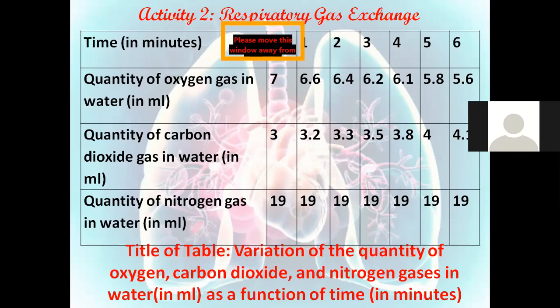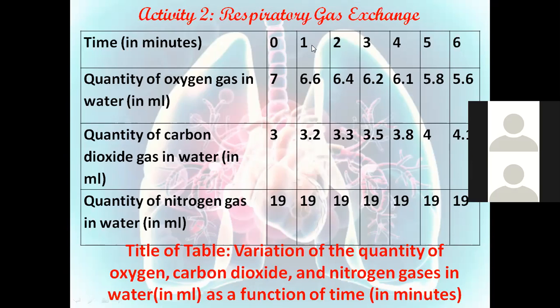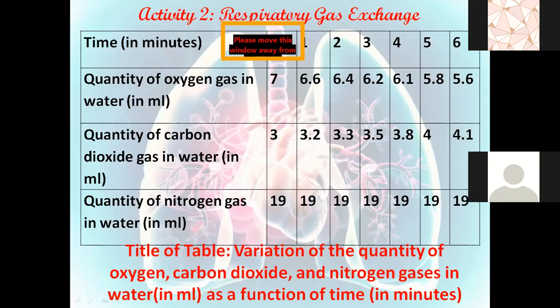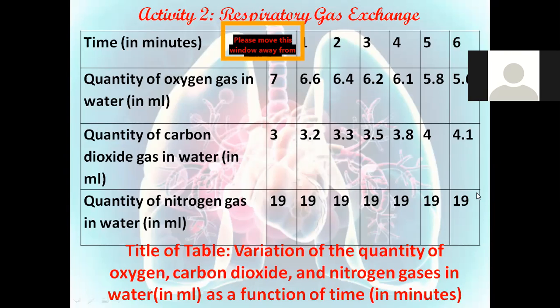Here we're going to talk about the carbon dioxide in water. So at time zero, the quantity of carbon dioxide was 3 milliliters. Then it becomes 3.2. Then it becomes 3.3. Then it becomes 3.5. Then it becomes 3.8. Then it becomes 4, and then it becomes 4.1. What do you think? The quantity of carbon dioxide, is it increasing or decreasing? Increasing. Thank you, Carlo. It's increasing.